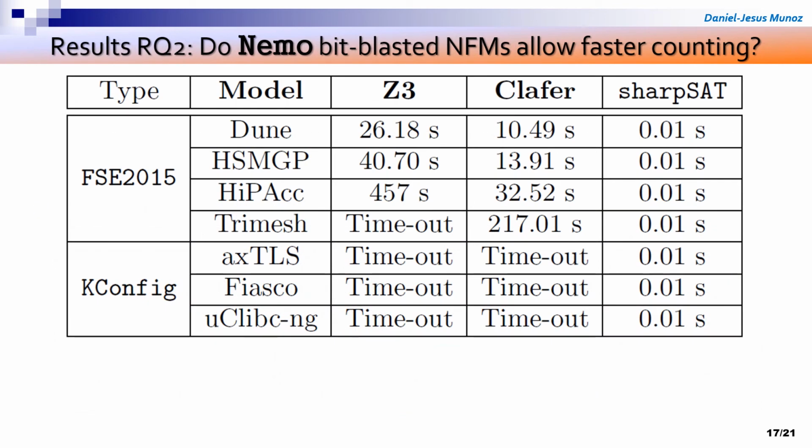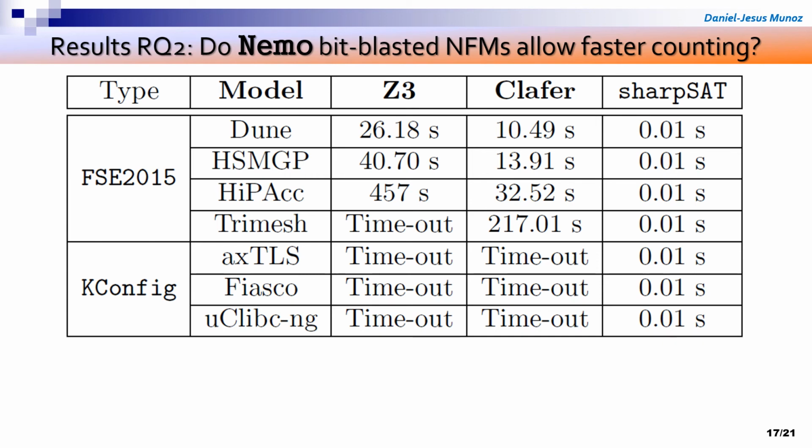And here we present the most expected results for Nemo. Any numerical feature model, even the real-world ones, even the colossal ones, converted into a propositional formula by bit blasting, is really, really, really fast to count compared to any other tool. You see the numbers there.